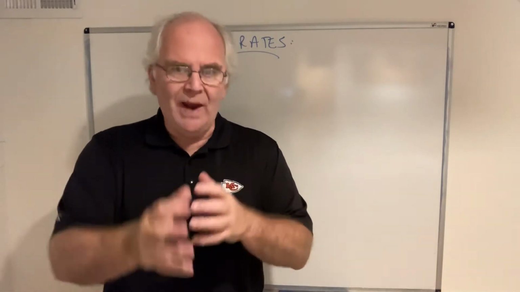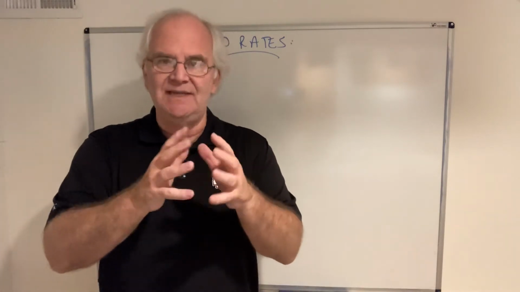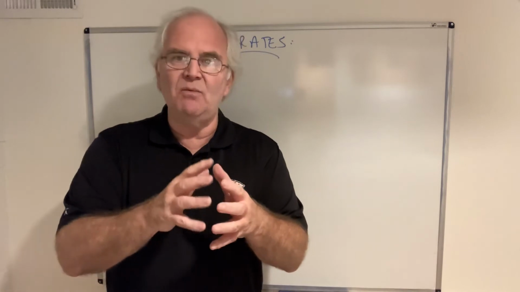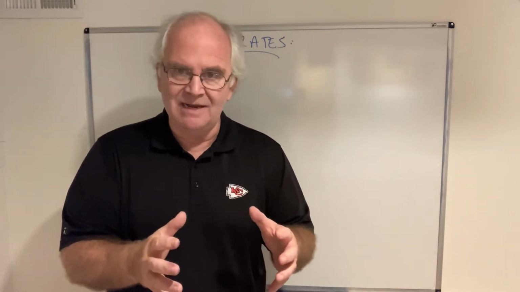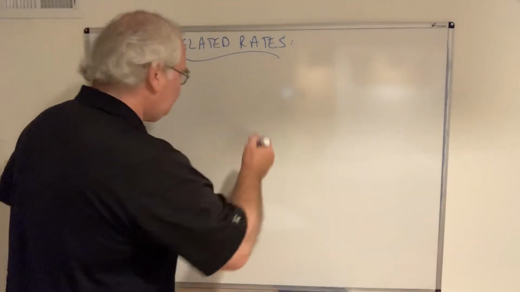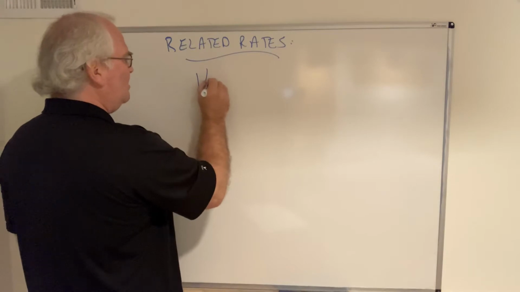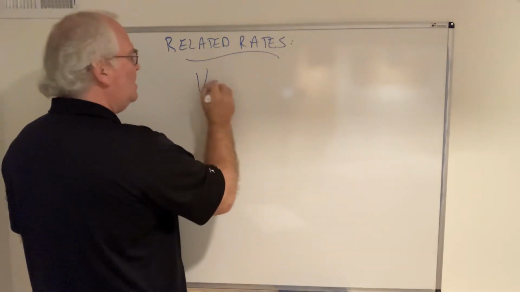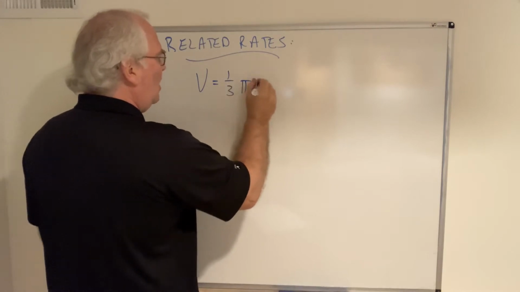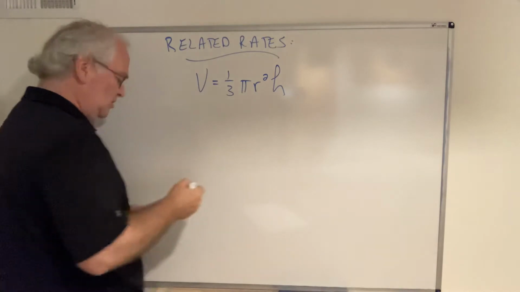And so rate of change has to do with not just the change, not just the delta volume, but how much volume changes with respect to change in time. And so we end up with things like this. Suppose I have the volume, and let's just pick something at random here. I have the volume of a cone. The volume of a cone is 1/3 pi r squared h.